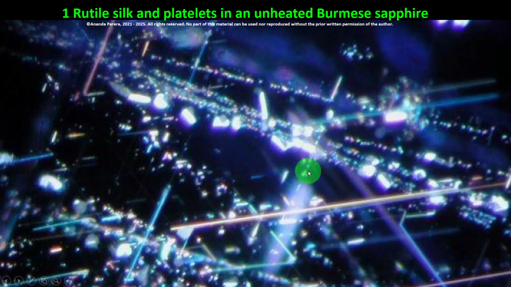This is unheated Burmese sapphire. You can identify this as unheated. These are the platelets and rutile silk. So this is very easy to remember. Now we can see this gem is unheated and the origin is Burma. We are moving to next.